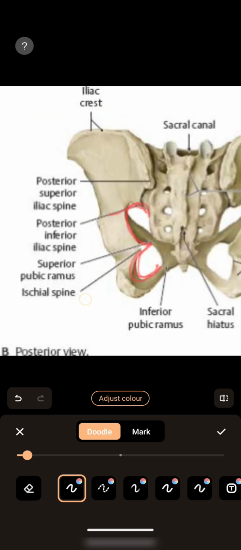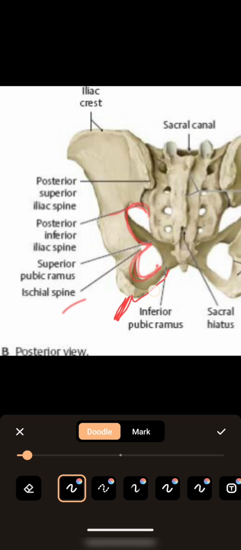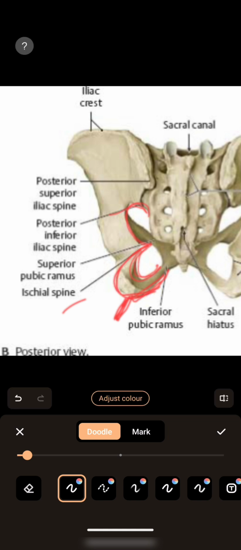the ischial spine, and the lesser sciatic notch extends from the ischial tuberosity. This is the ischial tuberosity, so from the ischial tuberosity to the spine. So this curve is the lesser sciatic notch. So that was all about the parts of the innominate bone.